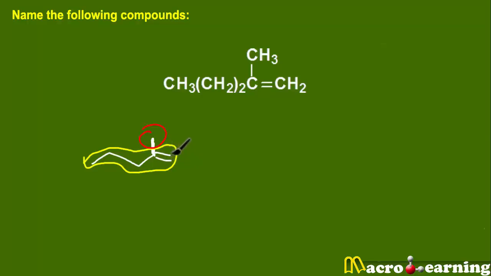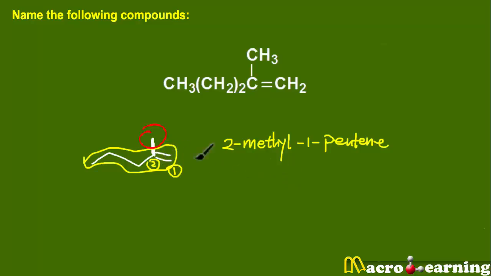So the numbering goes like, we start numbering on this side because this is the side that's closest to the double bond. So the double bond has carbon number 1, and the methyl substituent has carbon number 2. So we say 2-methyl, right? 2-methyl and 1-pentene. 1-pentene. Still one word, right? Pentene, T-E-N-E.